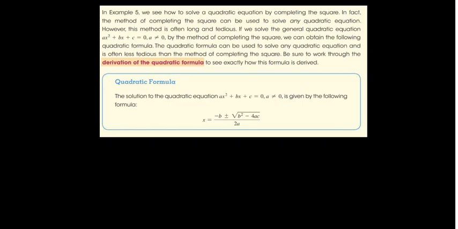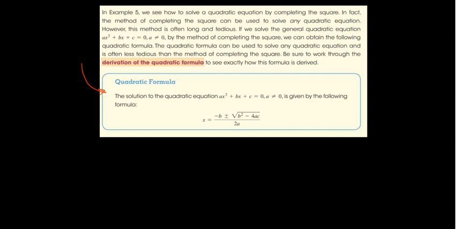Alright, this reads, example 5, we see how we can solve a quadratic equation by completing the square. In fact, the method of completing the square can be used to solve any quadratic equation. Well, that's pretty handy, right? I said that you can't factor these in your head, but we can use the quadratic equation. However, this method is often long and tedious. Amen, right? If we solve the general quadratic equation, ax squared plus bx plus c is equal to 0, we're going to end up getting the quadratic formula. I say because I'm going to actually show you.